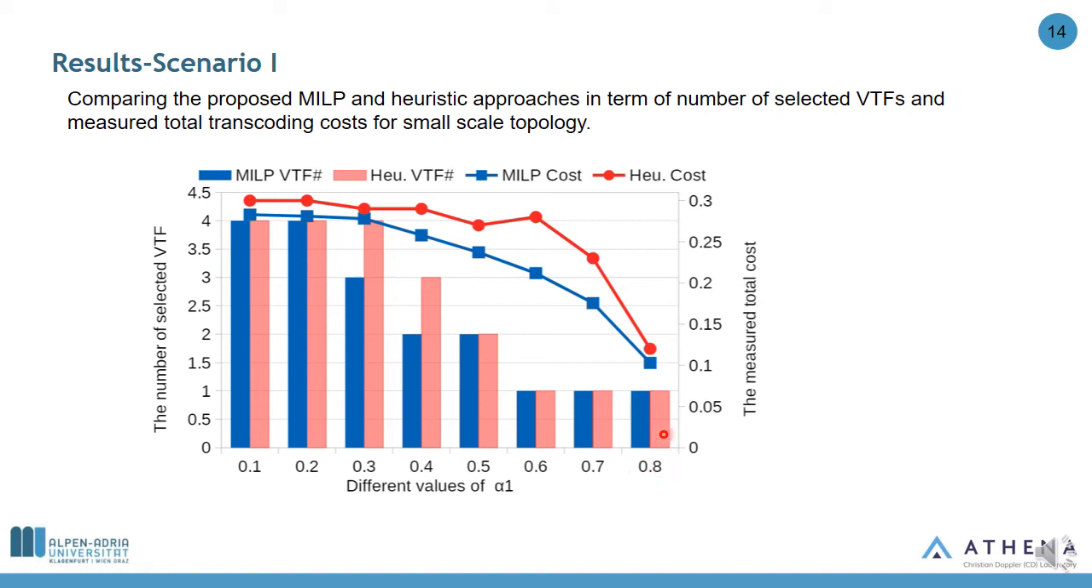At the point of alpha 1 equal to 0.8, we have witnessed the minimum value for the transcoding cost by employing the minimum number of VTFs. As you can see in the figure, both proposed approaches have almost the same behavior, and our proposed heuristic algorithm shows a very close result to the MILP in terms of the transcoding cost and the number of selected VTFs.